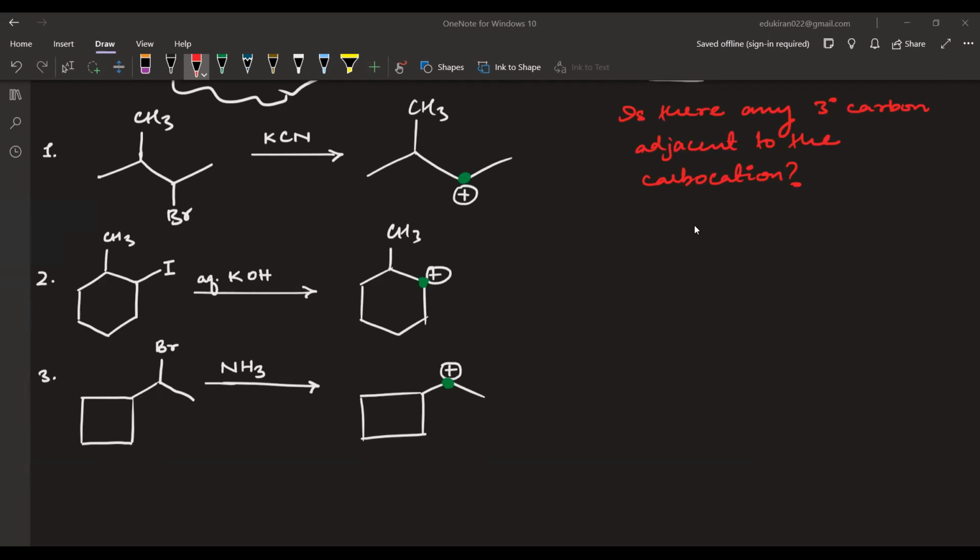There will always be at least 2 carbon atoms adjacent to the carbocation in all of these questions. You point out those 2 carbon atoms and tell me the degree of those carbon atoms. Don't answer just by looking. Okay, don't answer just by looking. Move your hands and tell me.